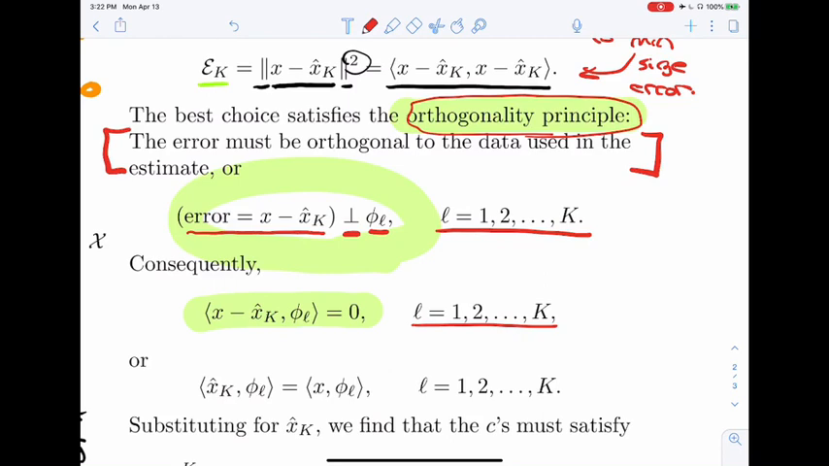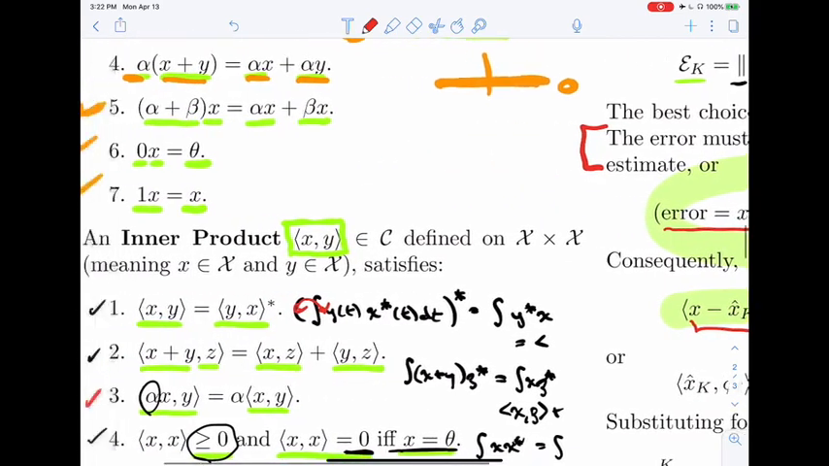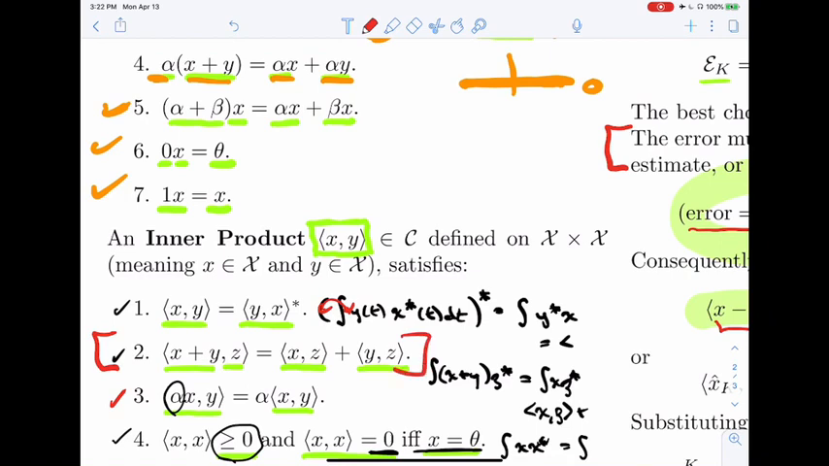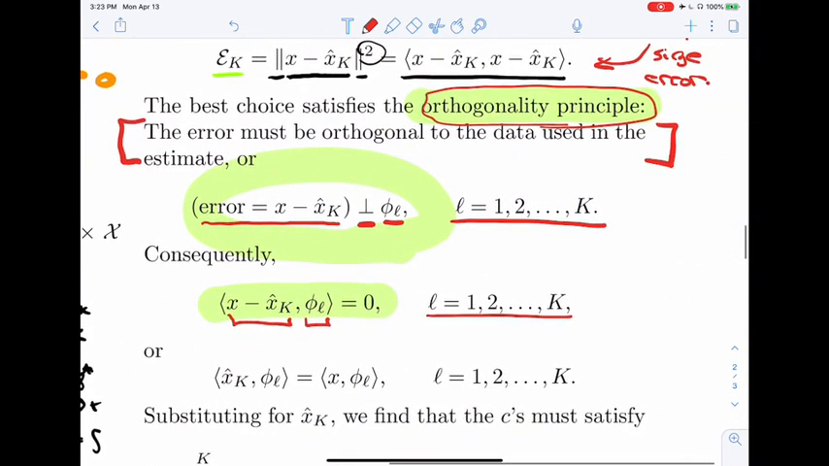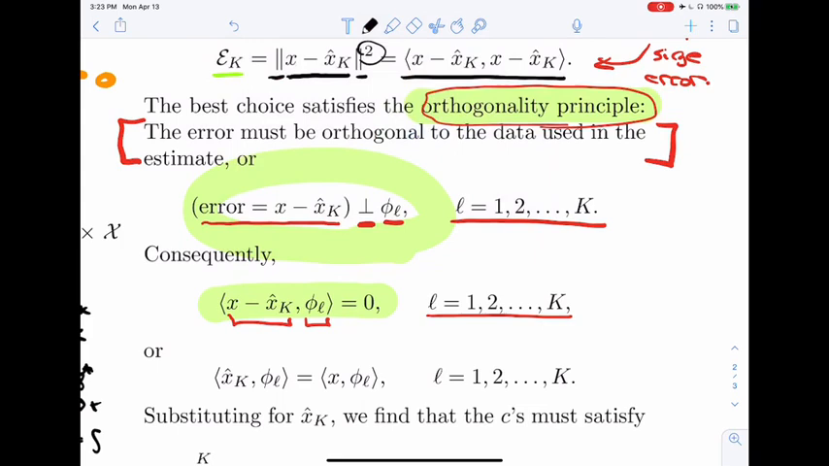Well, what can I do with this? This is an inner product of a sum of two pieces with something else. Let's do a lateral move and look at the inner product definitions. There was inner product definition number 2 that said if I have an inner product of a sum of two things with another thing, we could just do it as a sum of two inner products. I'm going to use that here. So I have an inner product of x minus x hat k with phi L. What does that give me? This is going to be equal to an inner product of x with phi L, minus an inner product of x hat with phi L, and they still have to be orthogonal, so it's equal to 0. Now I'm going to do what?